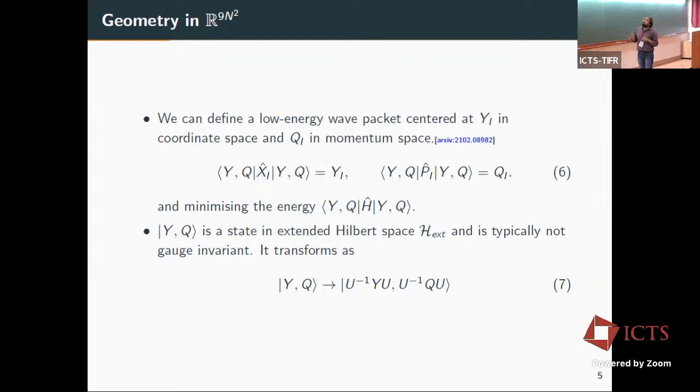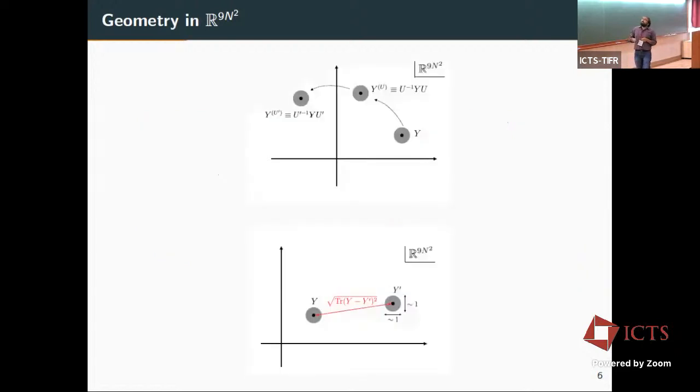And we will minimize the energy. Now, this state is in the extended Hilbert space and is not necessarily gauge invariant. And the action of any element of the gauge group is to rotate this wave packet in the R^(9N^2) coordinate eigenspace like this. Now, any of these wave packets has a width of the order of one. So if we consider two wave packets at two distinct positions, the separation between those wave packets is of the order of root N. So at large N, any two wave packets will be well separated, so they'll be well defined.